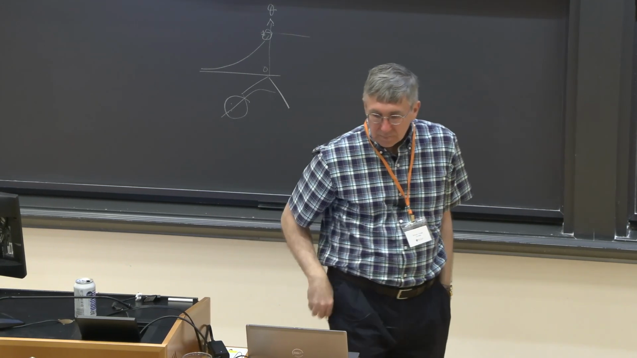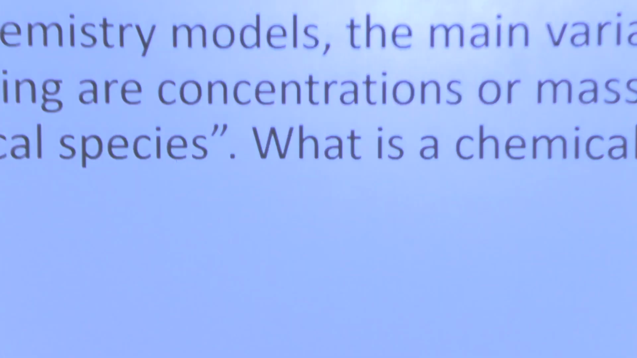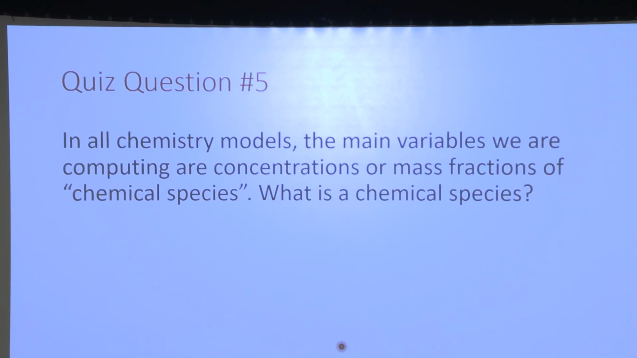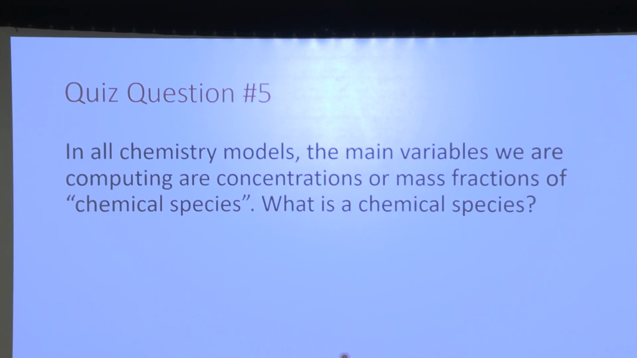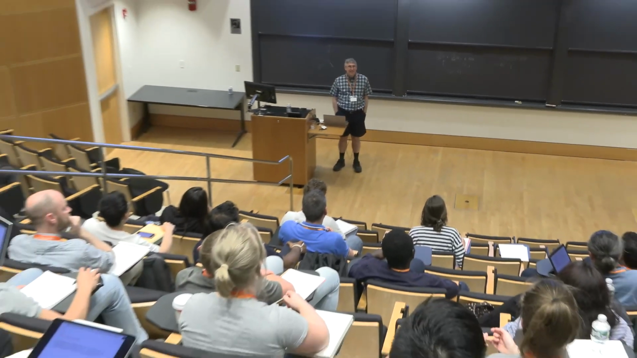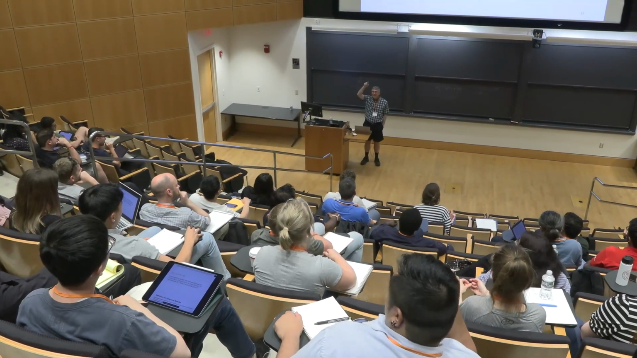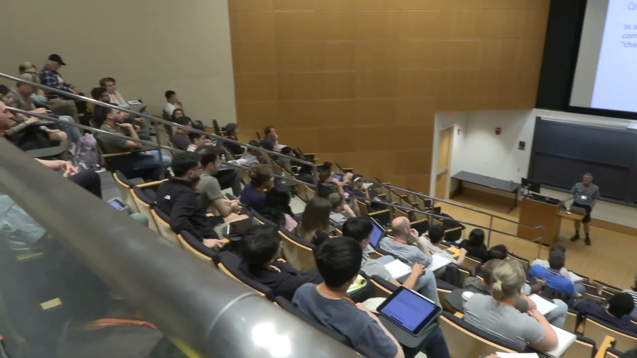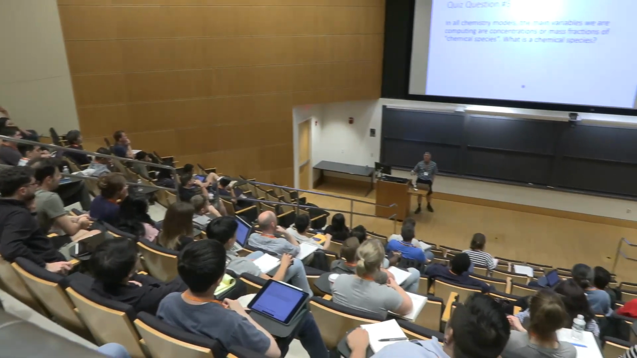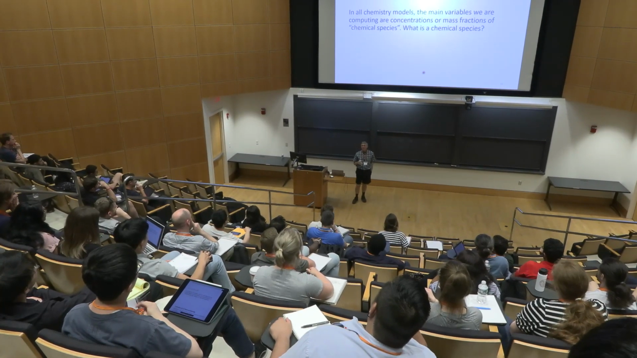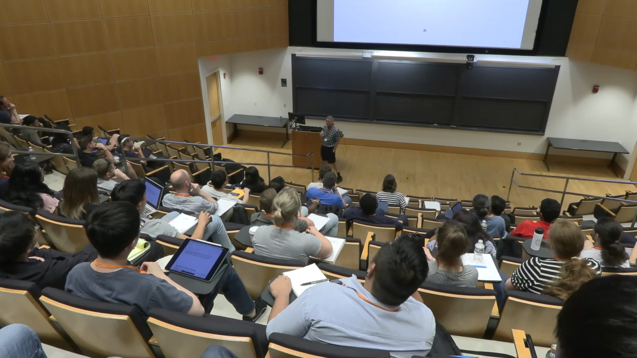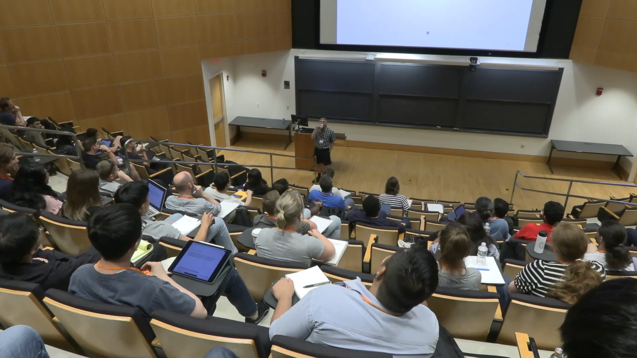Okay. Quiz question. In all the chemistry models, the main purpose is to compute the concentrations of species, of chemical species. What is a chemical species? Yeah? It's an element of a chemical reaction. So it's the thing you wrote down in the model. But what is it? I mean, we should be able to measure it, right? If you're predicting concentration of something, you think it's observable, you'd be able to measure it. What is it?